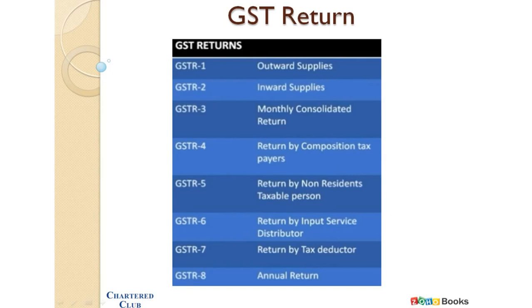Next, let's come to the GST returns. There are 8 forms for GST returns. Let's talk one by one. GSTR 1, that is GST return form 1, is for outward supplies. GSTR 2 is for inward supplies. GSTR 3 is the monthly consolidated return, which would also mention the tax paid. GSTR 4 is return by composition taxpayers. GSTR 5 is return by non-resident taxable persons. GSTR 6 is return by input service distributor. GSTR 7 is the return by the tax collector, and GSTR 8 is the annual return.